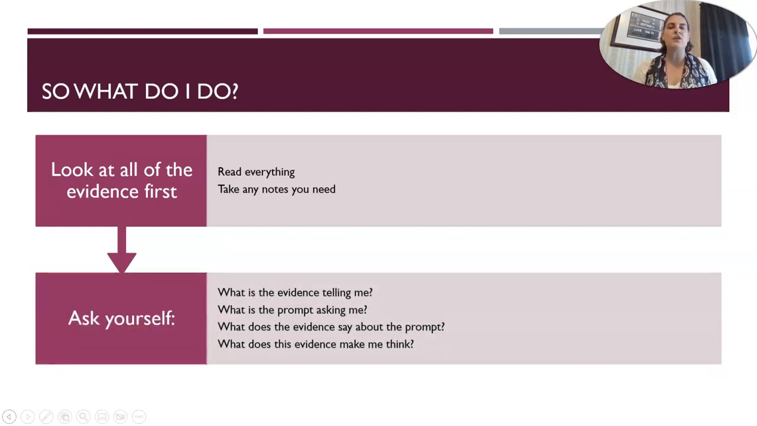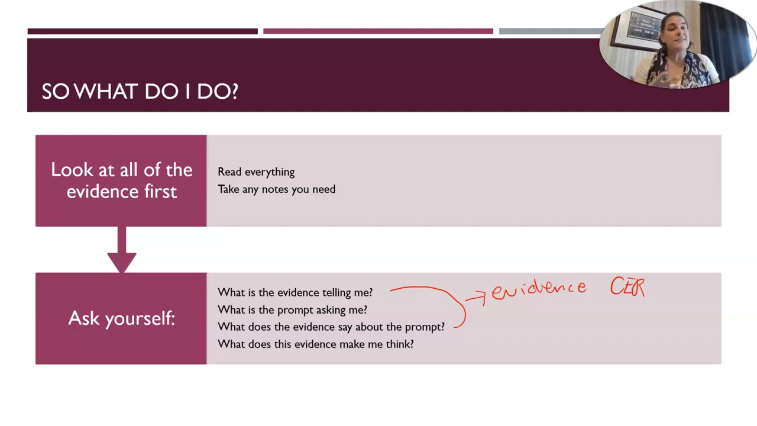After that, then you want to start asking yourselves questions like, what is the evidence actually telling me? What is the prompt telling me? What does it say about the prompt? And these things right there are really helping you go back and through and say, what is it saying? How does this connect to the question? And what other pieces of evidence stand out? This will eventually help you figure out the evidence part of your CER. It's going to help you pick those things.